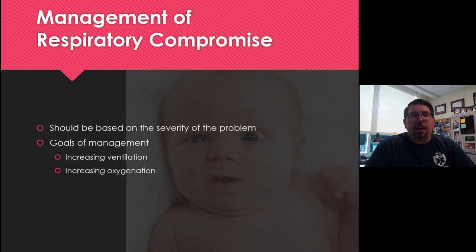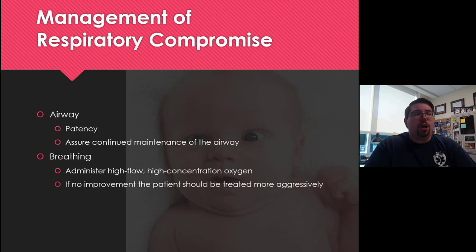Management of respiratory compromise, again, the goal really should be based on the severity of the problem. The management should be primarily focused on increasing ventilation and increasing oxygenation. Be aggressive with your airway management. It'll definitely help your patient. We also know that for airway components, we want to make sure we have a patent, well-established airway. We also need to assure continued maintenance of that airway. So when it's necessary, we may need to place an endotracheal tube or other airway adjuncts to support that airway.